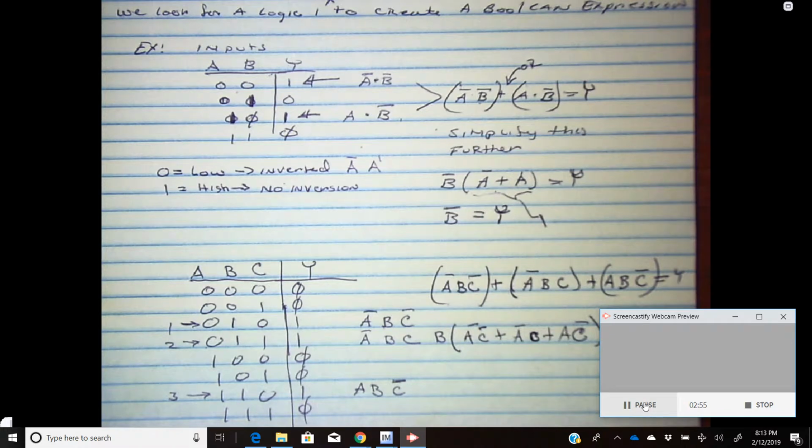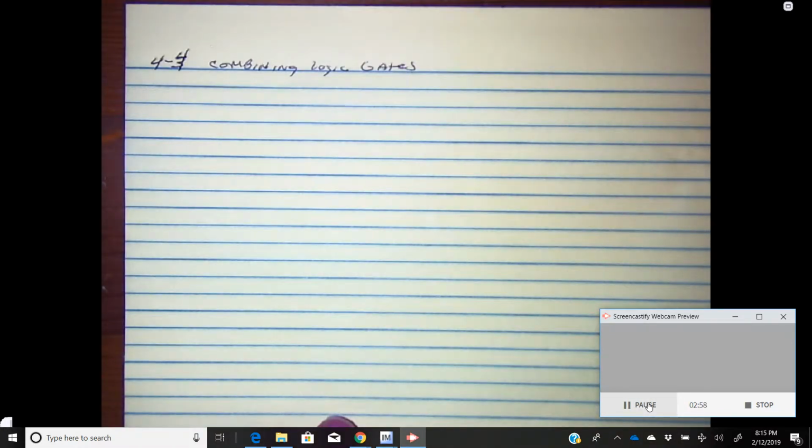All right, so basically 4-3 is covering truth tables and how to come up with Boolean expressions. Now what we want to do is create the combinational logic gates for that. I took this one step at a time. We first figured out the truth table and how to come up with the equation. Now we want to take the equation and come up with the logic gate for it.